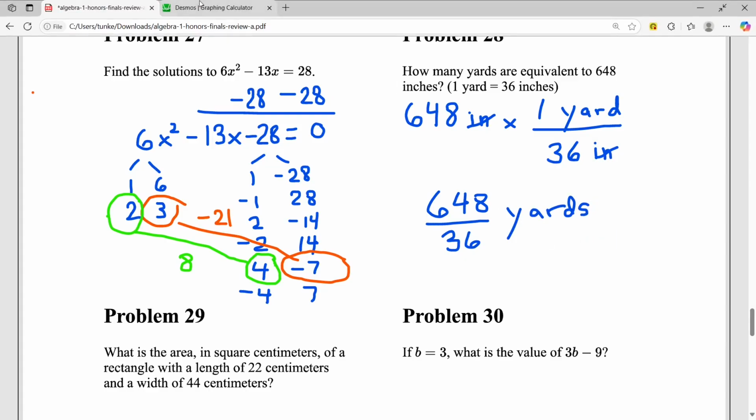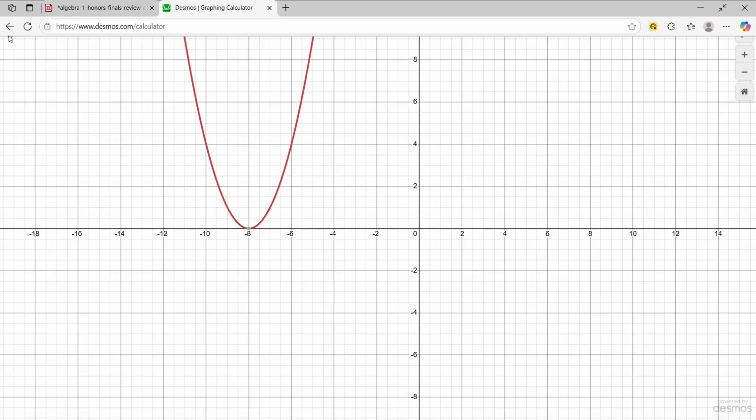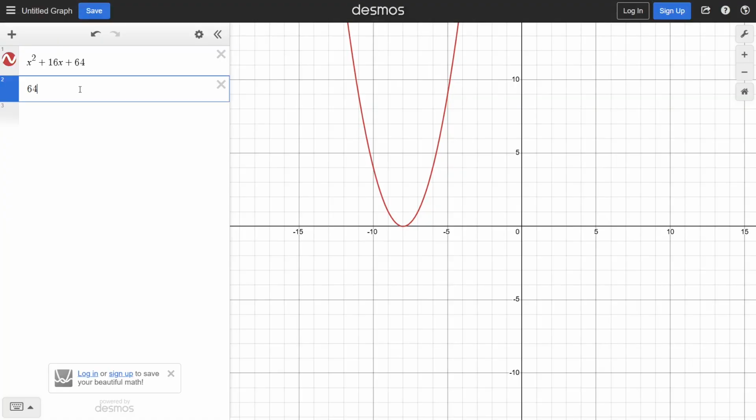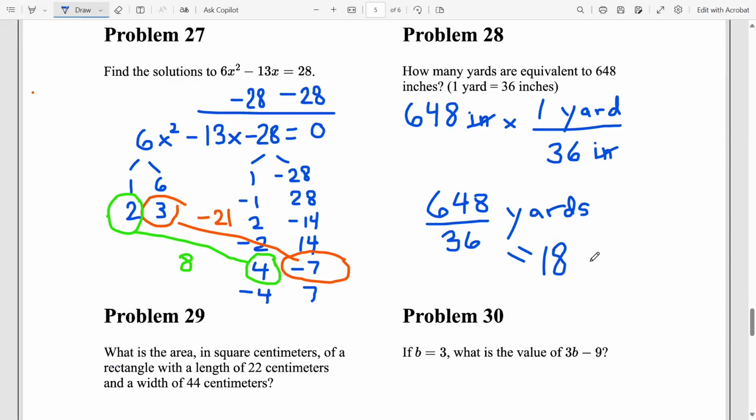Okay, so if we go over to Desmos, and we do 648 divided by 36, we get 18. Okay, so our solution here is going to be 18 yards.